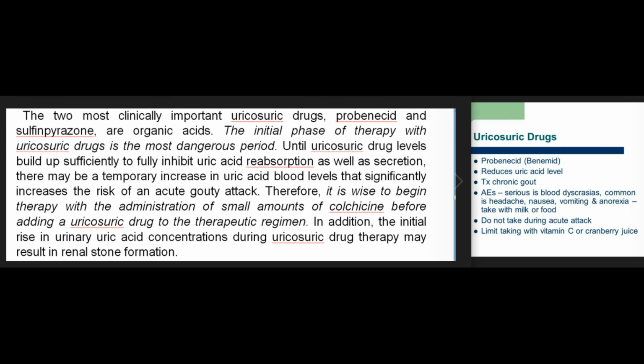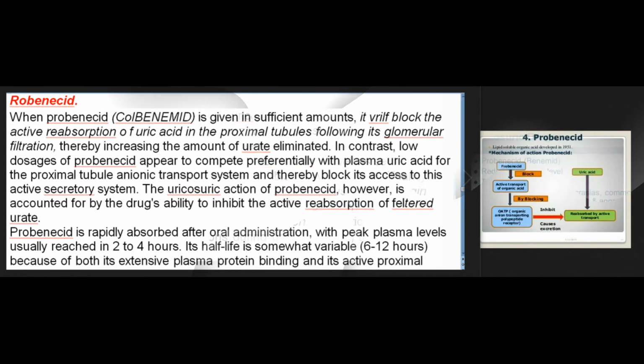In addition, the initial rise in urinary uric acid concentrations during uricosuric drug therapy may result in renal stone formation. Probenecid. When probenecid, Benemid, is given in sufficient amounts, it will block the active reabsorption of uric acid in the proximal tubules following its glomerular filtration, thereby increasing the amount of urate eliminated.